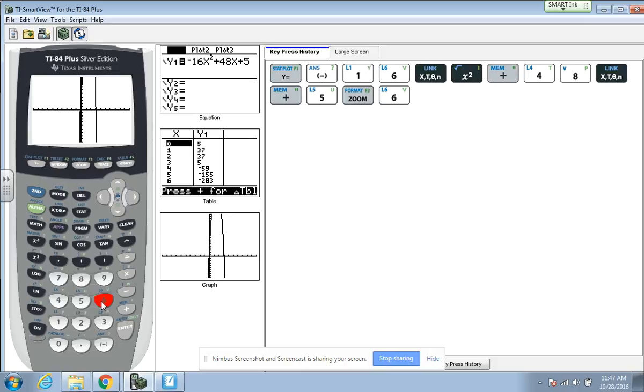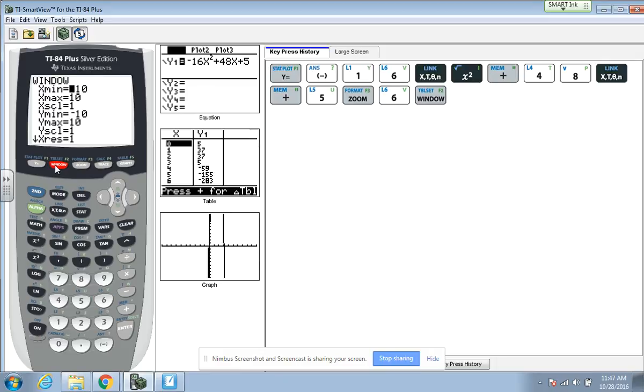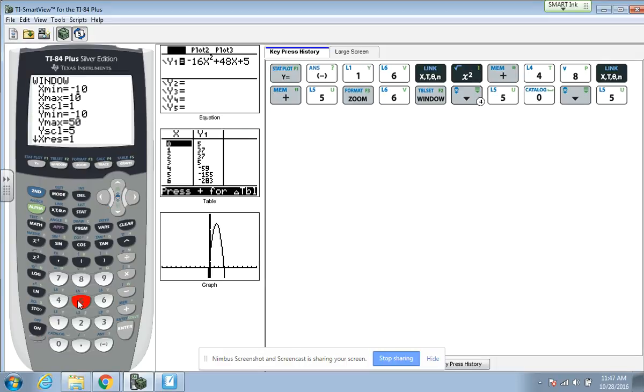And when I do that, you'll notice that on my graph, I can't see the maximum height. So I'm going to go ahead and change my window by hitting the window key. And I want to change my maximum height so it goes a little bit higher and I can see more. So I'm going to put that up to 50 and go by 5s. So I change my y-max to 50 and my scale to 5. I'm going to go ahead and graph that again. Now you can see the nice parabola.